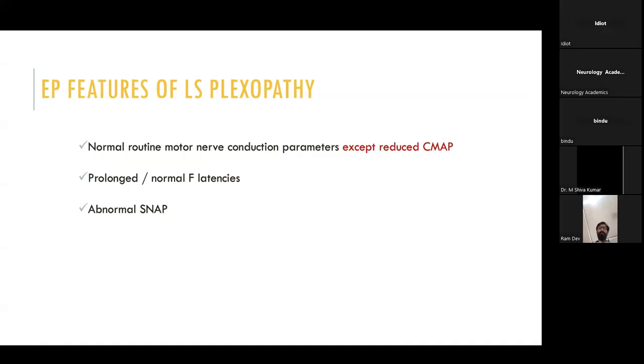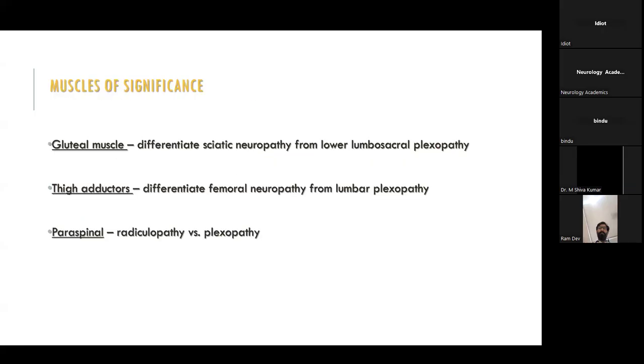General electrophysiological features of lumbosacral plexopathy: routine motor conductions are usually normal, except for reduced CMAPs, prolonged or normal F-wave latencies, and abnormal SNAPs, which are seen in lumbosacral plexopathies.